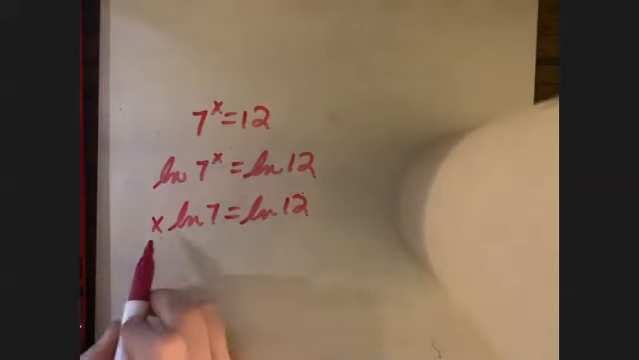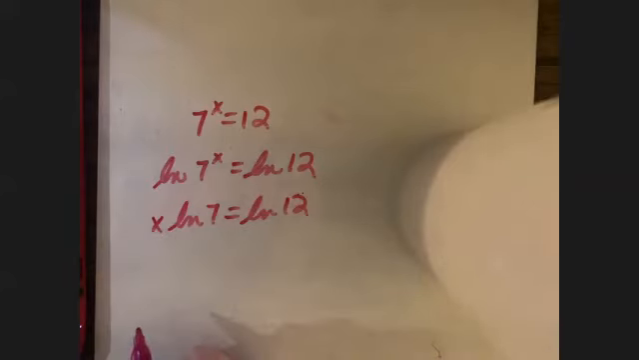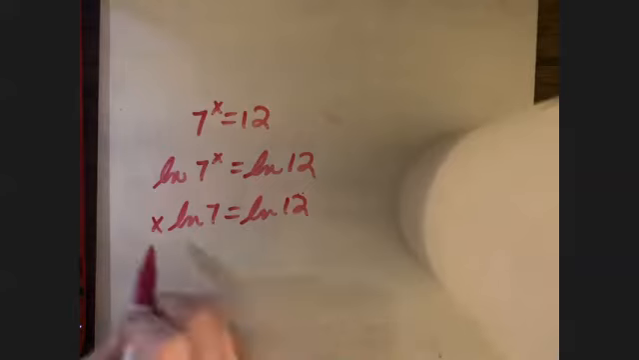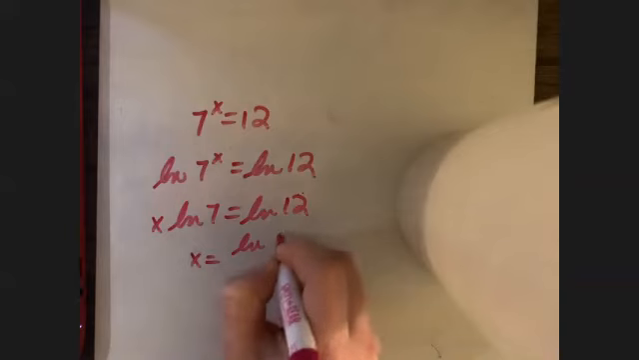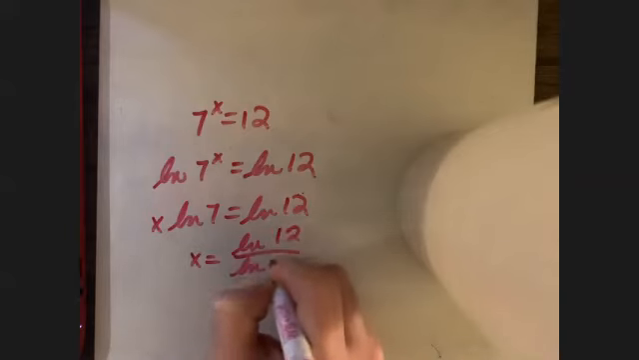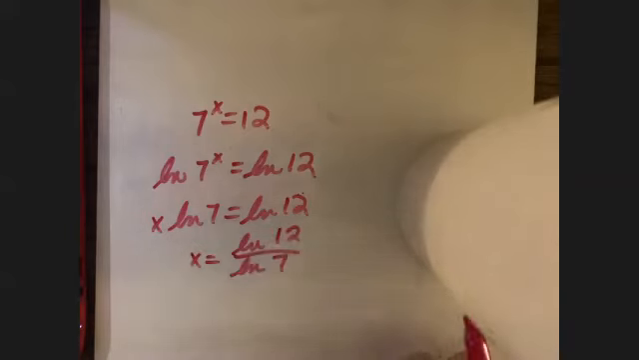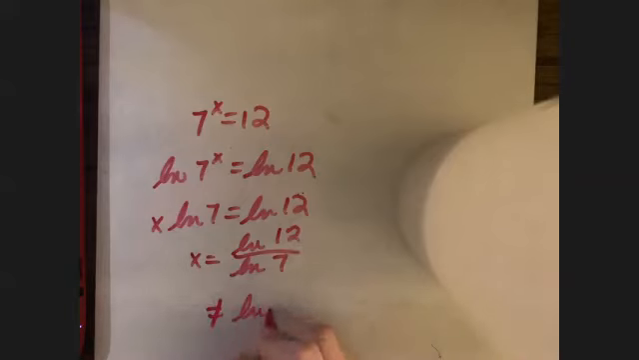Now, x and natural log are just connected using multiplication, so I can divide the natural log of 7 over to the other side. Two things. One, you cannot cross off natural log. This is not 12 over 7. That is not the way this works. Two, this is not the same as this. These two things are not equal. You cannot just bring the natural log or a log out in front.